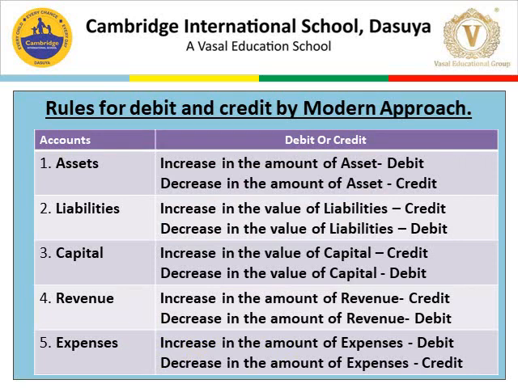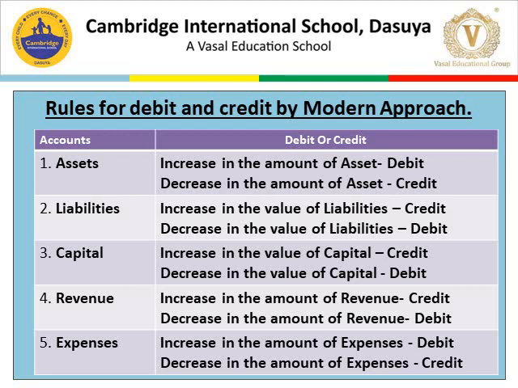Here are the rules for debit and credit by modern approach. Modern approach covers 5 heads. These are assets, liabilities, capital, revenue, and expenses. According to the modern approach, accounts are debited or credited when they are increased or decreased. So let's see all the accounts, when they increase or decrease, what effect they put on journal entries.